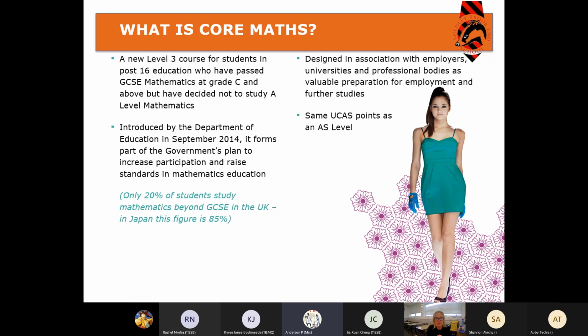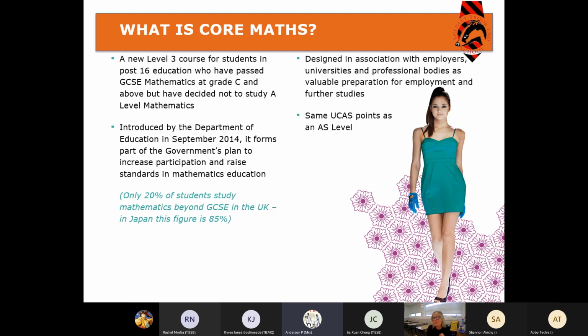Only 20% of students study maths beyond GCSE in the UK. In Japan, that figure is much, much higher. So it's really to encourage students to carry on with their maths post-16. And like I said, because it's a real life application, it's looked upon really favourably by employers and by universities.